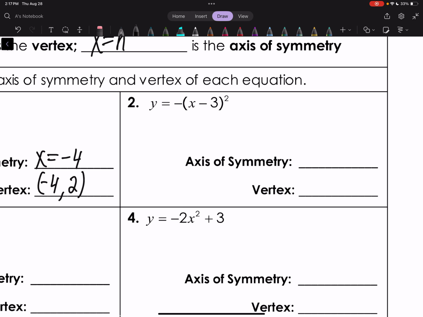Let's do number 3. I'm going to flip this sign for my h value. So h is equal to positive 3. Now there is no plus or minus number at the end, but that is the same thing as plus 0. So my k value is just 0. x equals 3, vertex 3, comma 0.